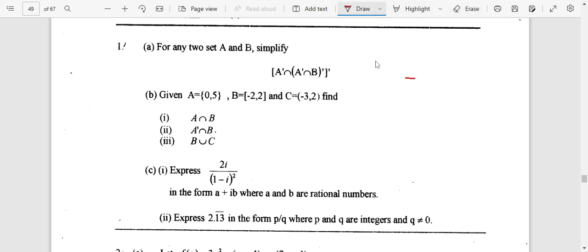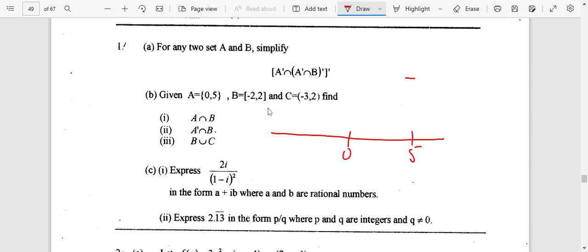Okay, question B. Given A we have got {0, 5}, B we have got from negative 2 to positive 2, C we have got from negative 3 to positive 2. Now I want to find A intersection B. So the first thing that I'm going to do is write the set A. So here is a number line. The set A we have got 0 and 5.